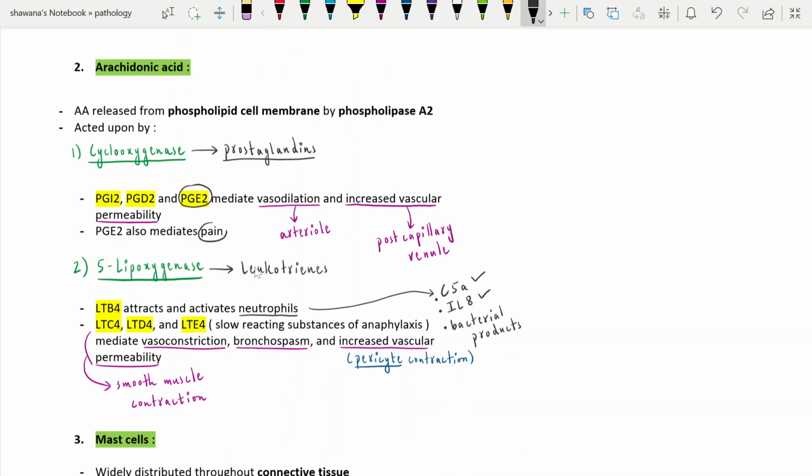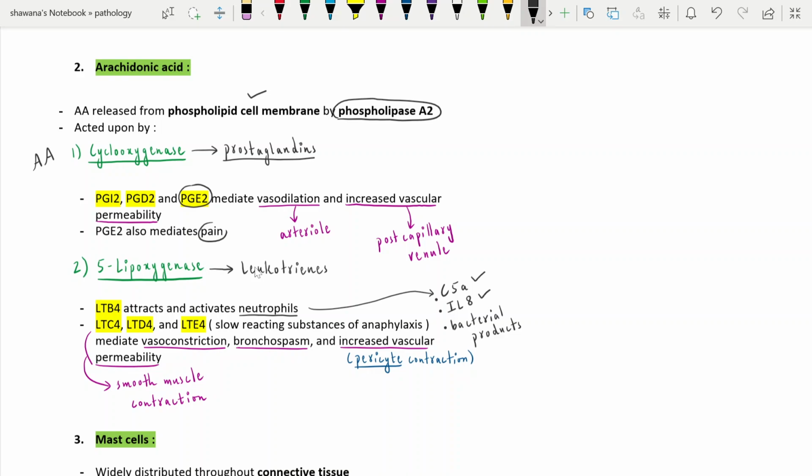The second important mediator is arachidonic acid. Where is it produced? It is produced from the phospholipid cell membrane by the enzyme phospholipase A2. Okay, arachidonic acid, AA, is produced by phospholipase A2 from the phospholipid cell membranes, and it is going to be acted upon by two pathways. It will undergo either one of the two pathways.